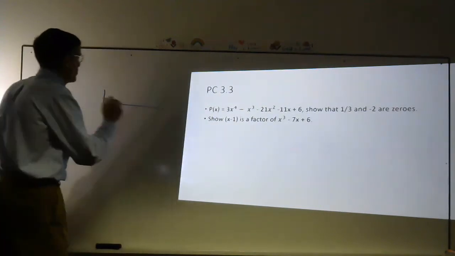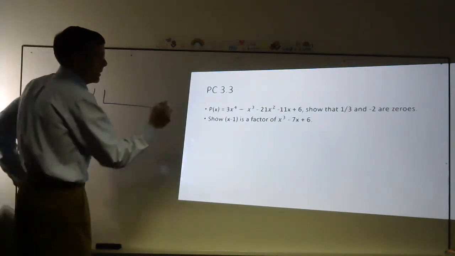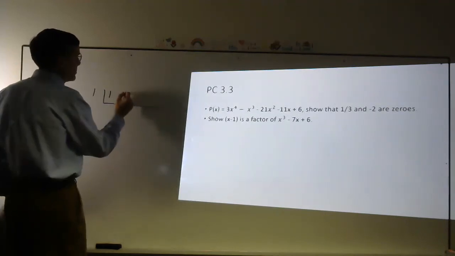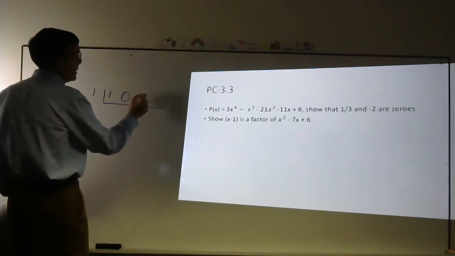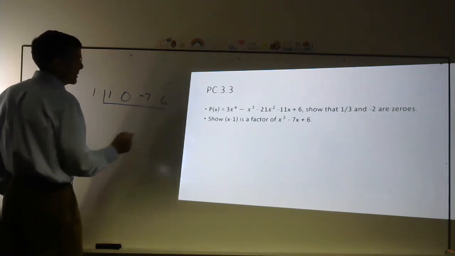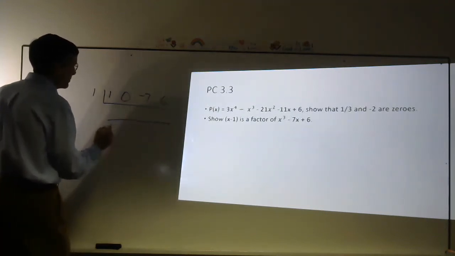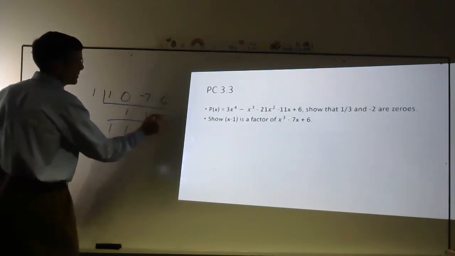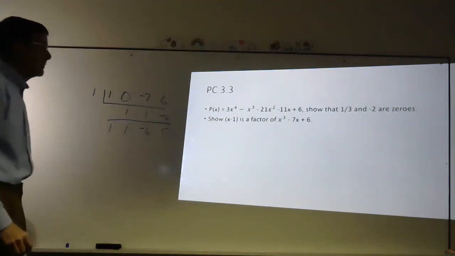So you change the sign to a 1. Put the coefficients in. 1, missing term, missing term. See, there's no x squared term. -7 and 6. Drop the first number down as 1, 1, 1, 1, -6, -6. There it is. Okay, it's a factor.